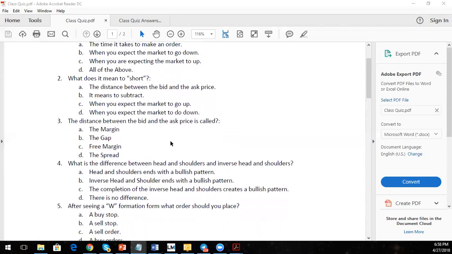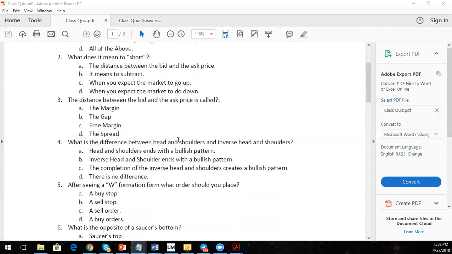Next question. The distance between the bid and the ask price is called A, the margin, B, the gap, C, free margin, D, the spread. So the right answer to this question would be D. So the right answer to question number 3 is D.